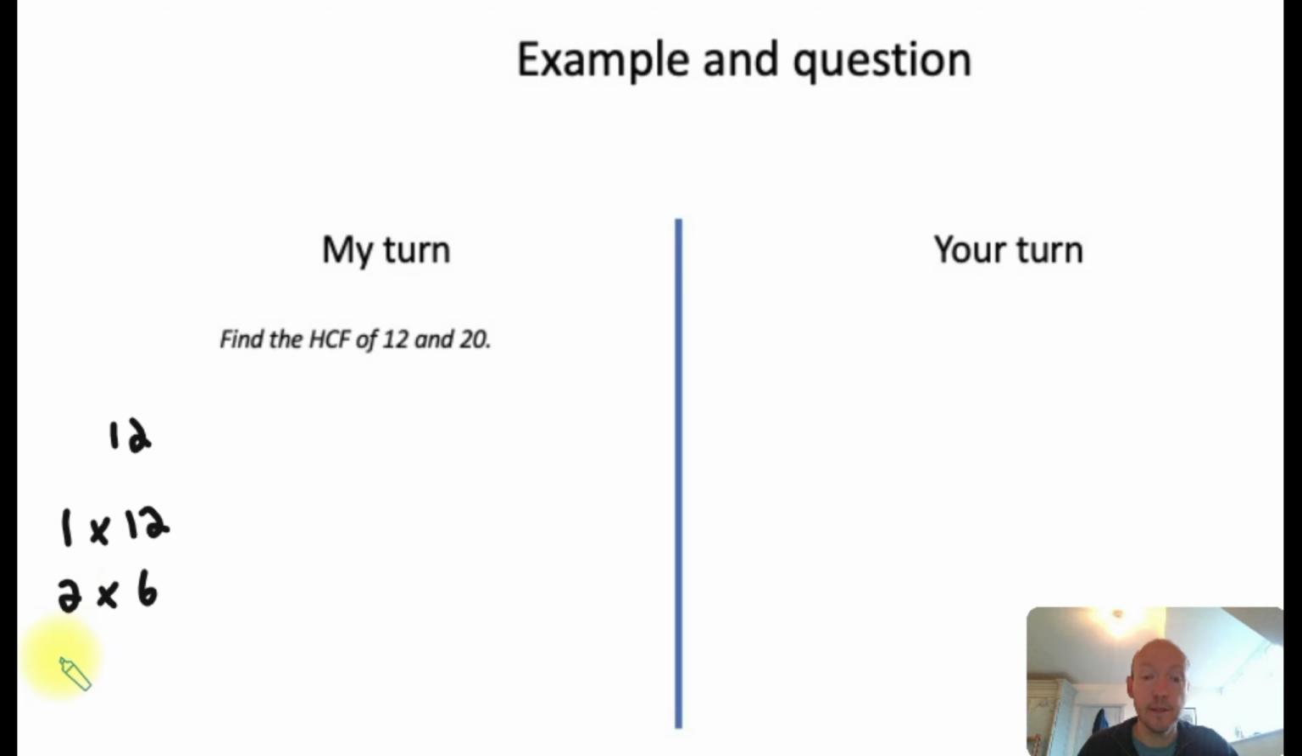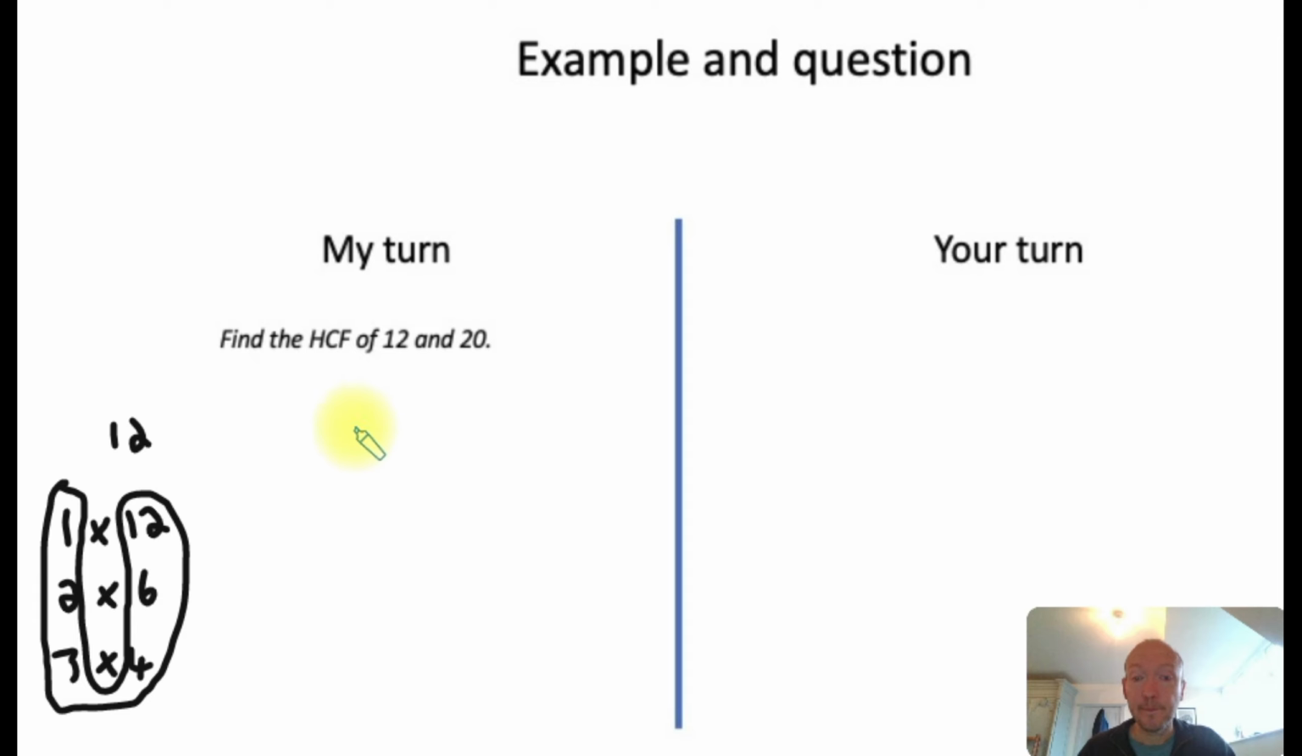After 2 comes 3, so that's 3 times 4. After 3 will be 4, but that will be 4 times 3. That's just the same thing, but turned around, so you don't need to worry about that. So those, always a tricky part, those are the factors of 12.